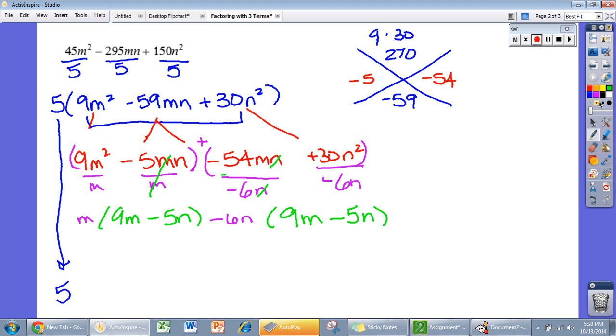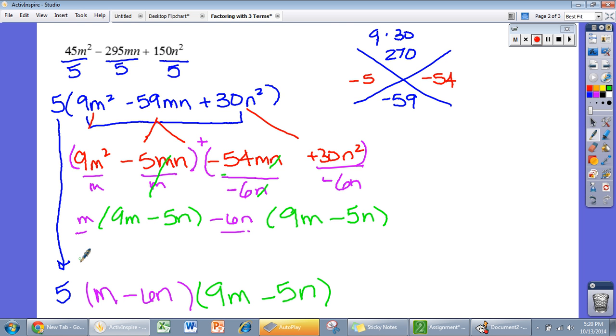Now we're ready to put it together. So my m and my negative 6n come down and form my next binomial. And my last binomial, 9m minus 5n. And there we have our fully factored answer to include our greatest common factor from step 1. We didn't forget it, and there we go.